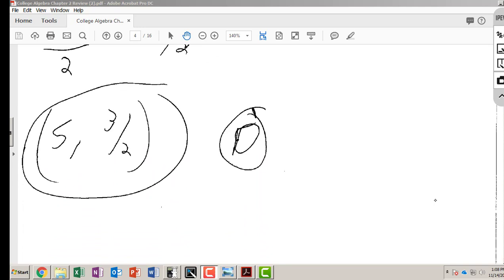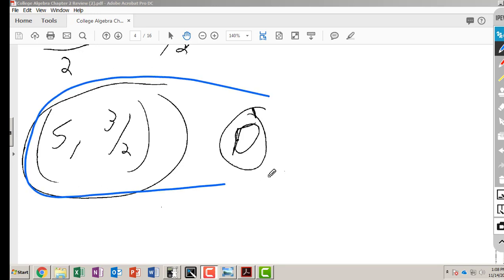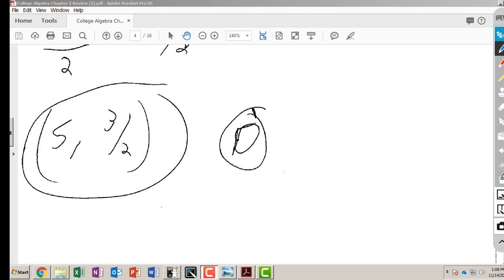So your midpoint, when you put those together, is going to end up being (5, 3/2). And it looks like that answer matches B on your multiple choice problem.